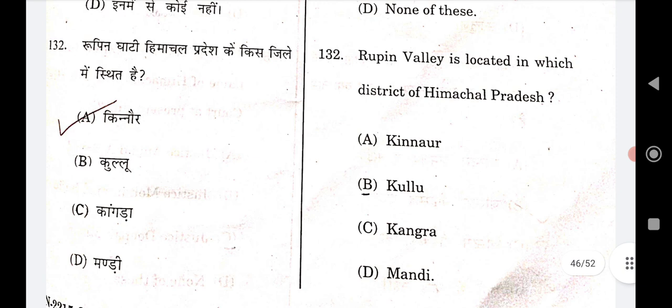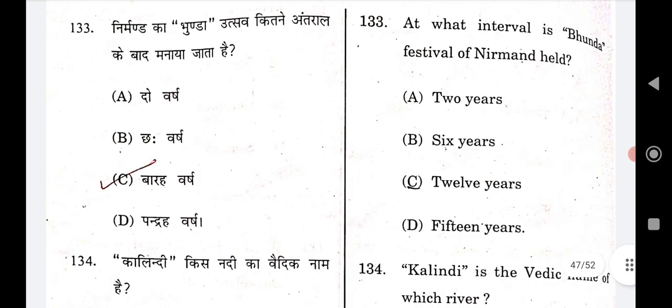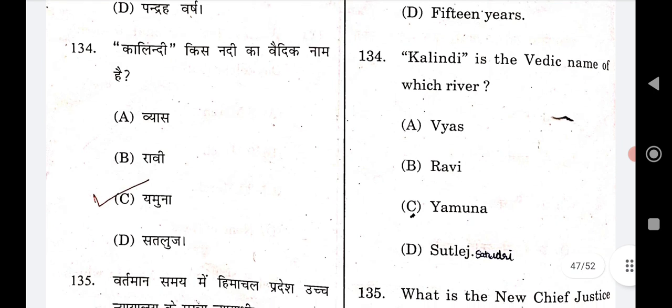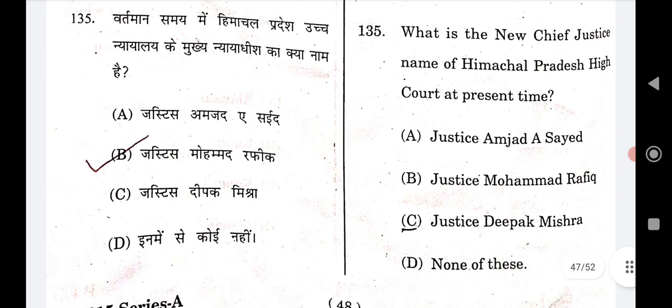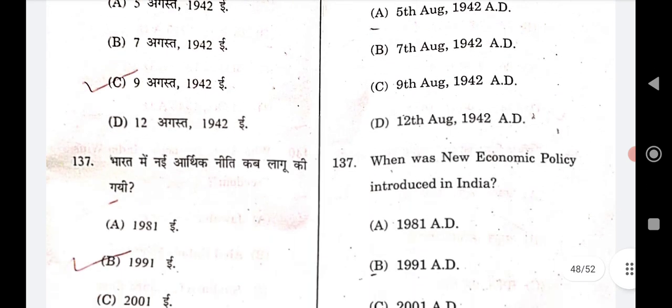Rupin Valley is located in which district of Himachal Pradesh? Kinnaur. A is the correct one. 133rd question: at what interval is Bhunda festival of Nirmand held after 12 years? C is the correct one. Kalindi is a Vedic name of which river? Yamuna. C is the correct one. What is the name of the new Chief Justice of Himachal Pradesh High Court at present? Justice Mohammad Rafiq. B is the correct option.